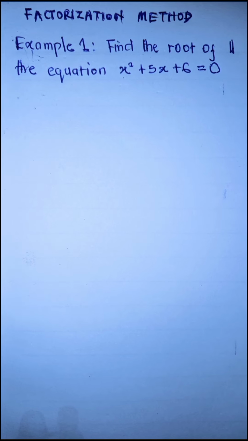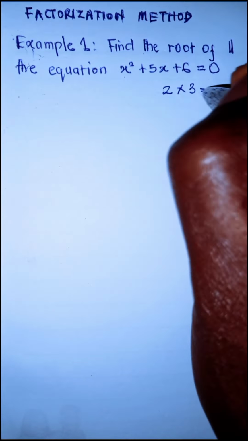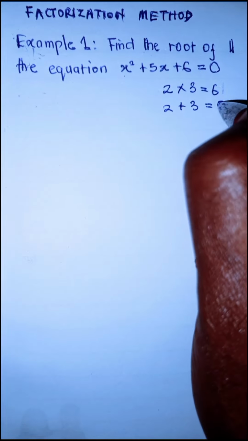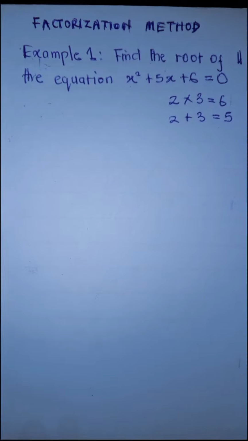So using factorization method, the first thing to do is to find two numbers that will multiply themselves to give plus 6. And if you add them up, they will give plus 5. So the two numbers are 2 and 3, because 2 times 3 is going to give you 6, and 2 plus 3 is going to give us 5. So these are the two numbers that when you multiply them will give you this, and if you add them up, you get 5. So the next step is to rewrite the equation.